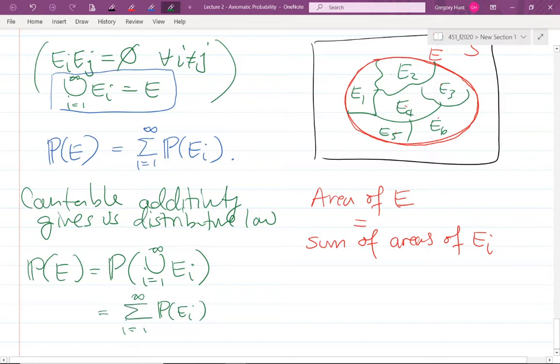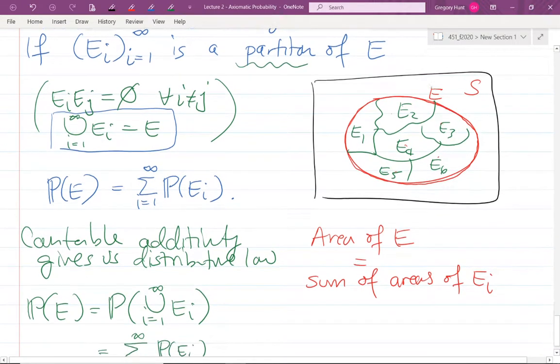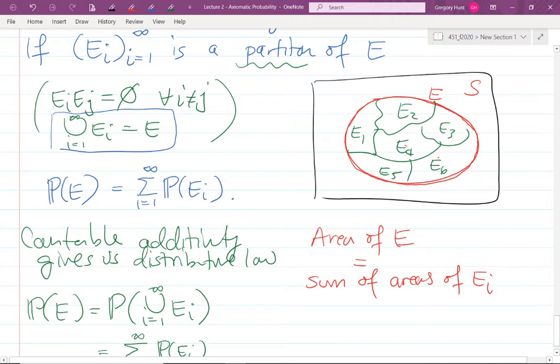And that's the law of countable additivity. I'm allowed to distribute P over a union, but I have to change the union to a sum, and I'm only allowed to do that if I'm taking the union of a partition. That is, disjoint events. The events in my union better be disjoint.